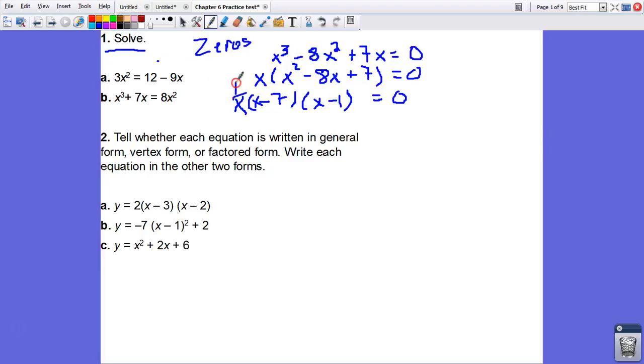Since I have that x on the outside, I know one of my zeros is going to actually be 0. Okay, so x1 is 0. x2 is going to be positive 7 because positive 7 minus 7 is 0.